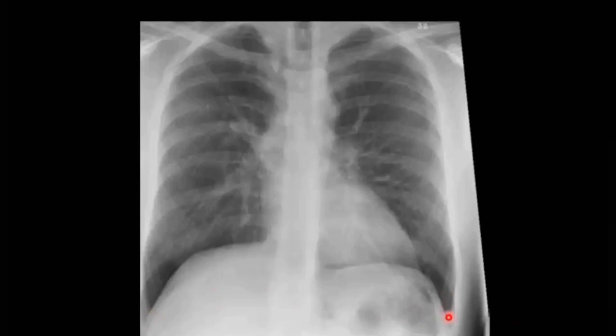Sorry to interrupt you, sir. I see inferior notching in the left lower ribs. Yes. And also, they are definitely there. And what else?